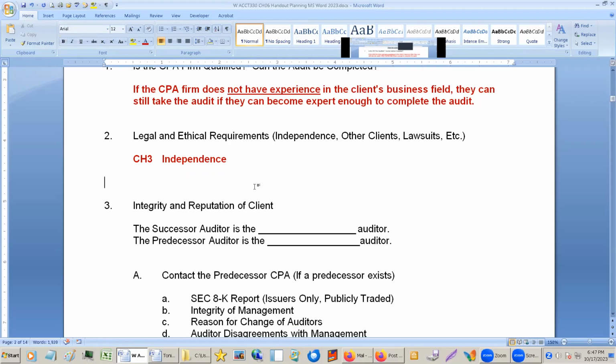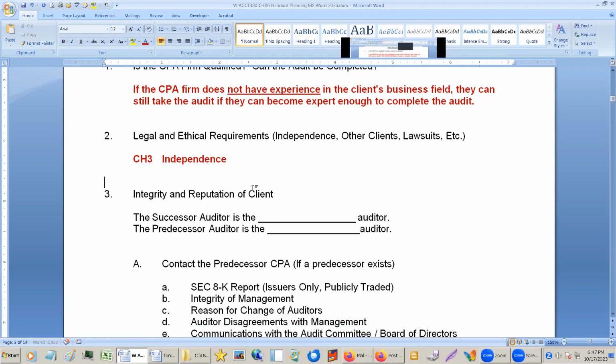So independence is probably one of the larger ones, and it's one of the larger ones they test for on the CPA exam. But if you have other clients that are competitors, or if you have lawsuits with clients, or clients that have lawsuits with each other, those are also problems. We talked about that in Chapter 3 also.